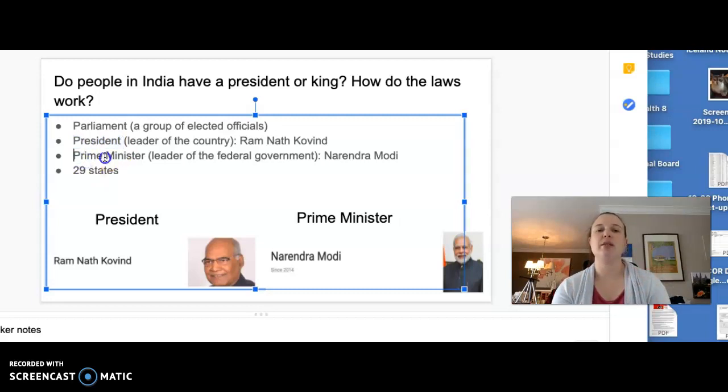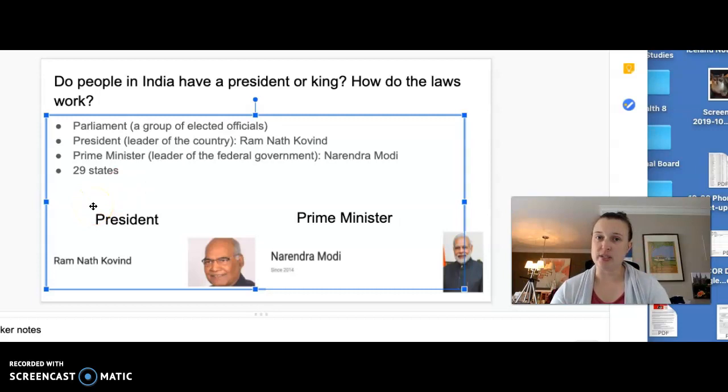The prime minister comes out of the group of people in parliament. The people pick someone to be the leader. That's why he's like the leader of the federal government. Federal means the national government. So the two leaders work together. It's not like the United States where we just have a president. You could think of it kind of like having two presidents who work together.